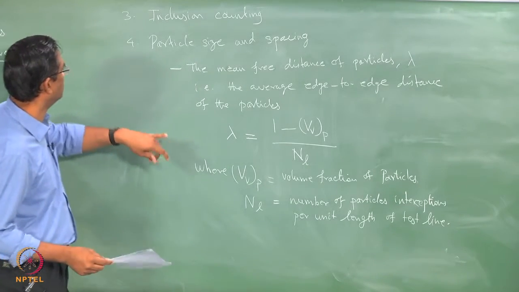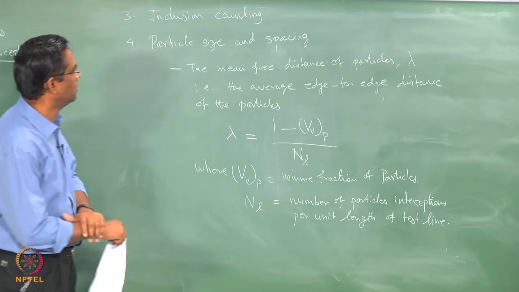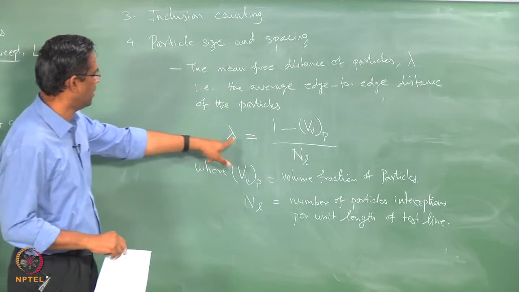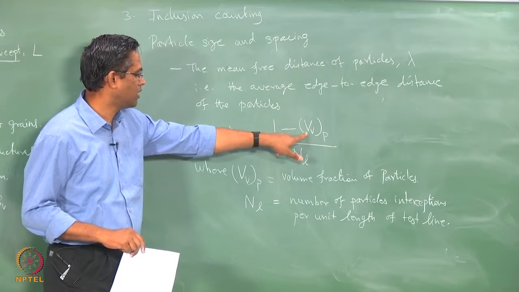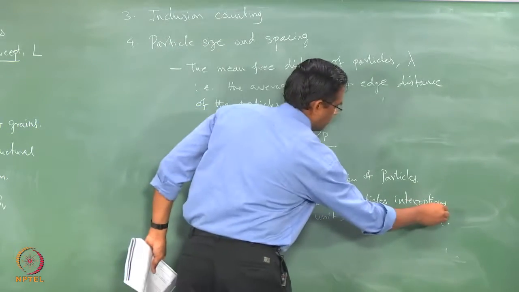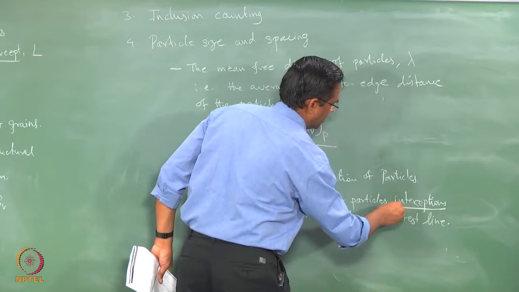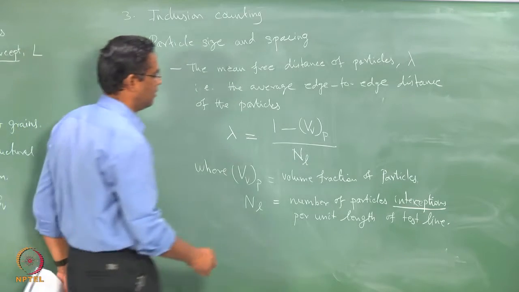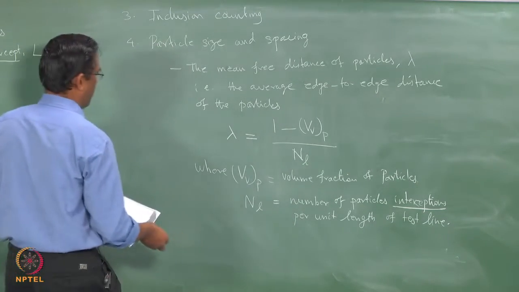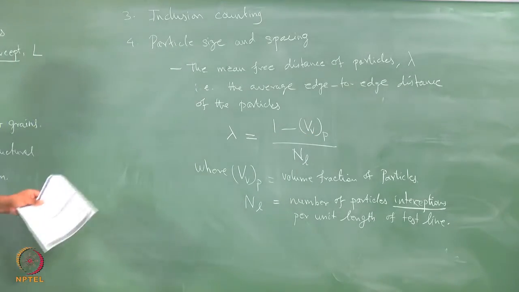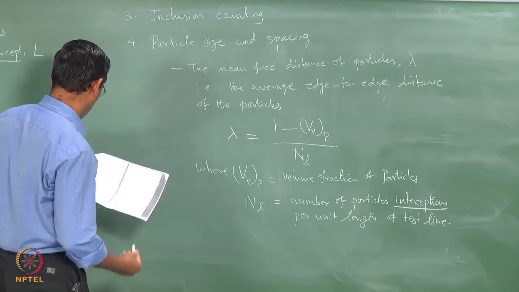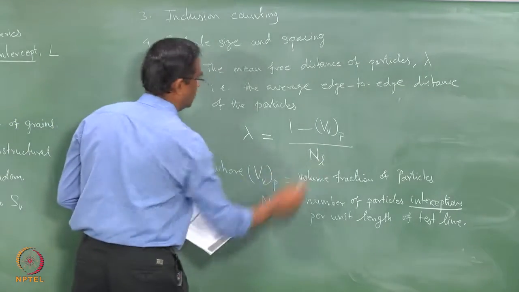So, what I have written is the mean free distance of particle lambda, that is an average edge to edge distance of the particles, is written as lambda is equal to 1 minus VV, volume fraction of the particle, divided by NL, where NL is the number of particle interceptions. So, it is not intersections, it is interceptions per unit length of the test line. We know how to calculate this, we can do it by point counting, and this is obtained by counts of the number of particles intersected by random straight lines. This also we have seen how to do.